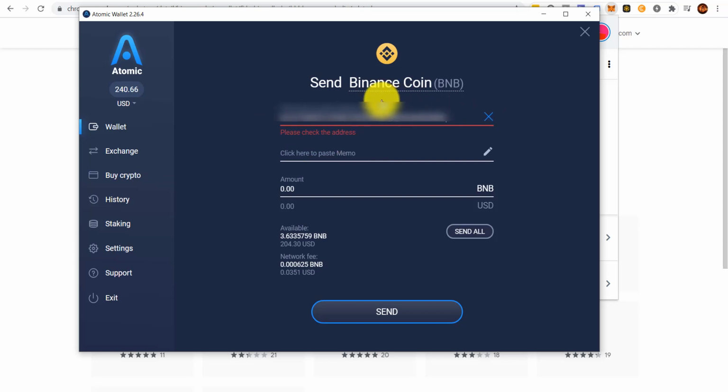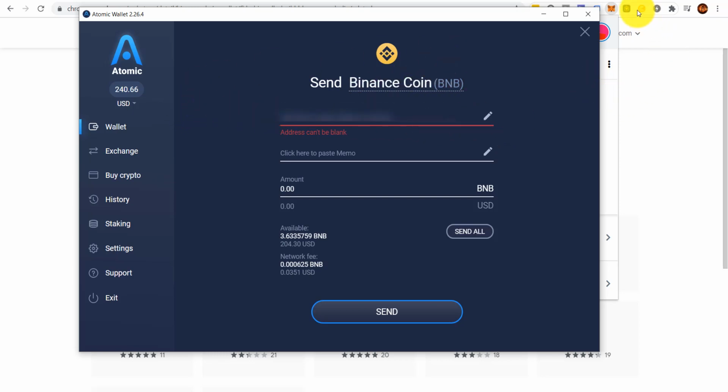The easiest way to do this is in the US. By the way, if you're not in the US and you're on the normal Binance website for everybody else, not Binance.us, this is no problem. I mean, there's cross-chain compatibility. It's not a problem. In this case, what I have to do is send my Binance tokens from my Atomic wallet.